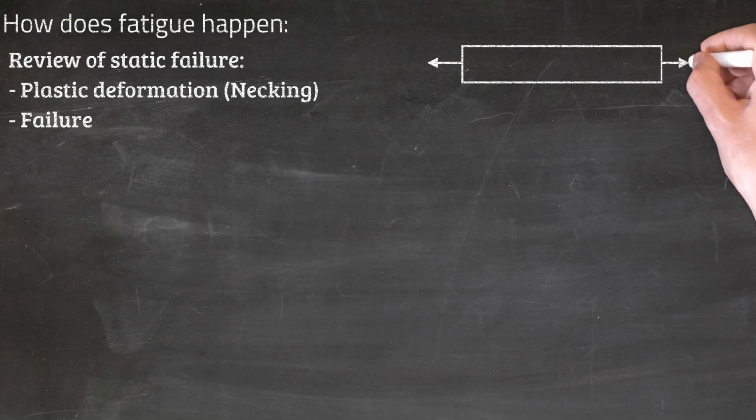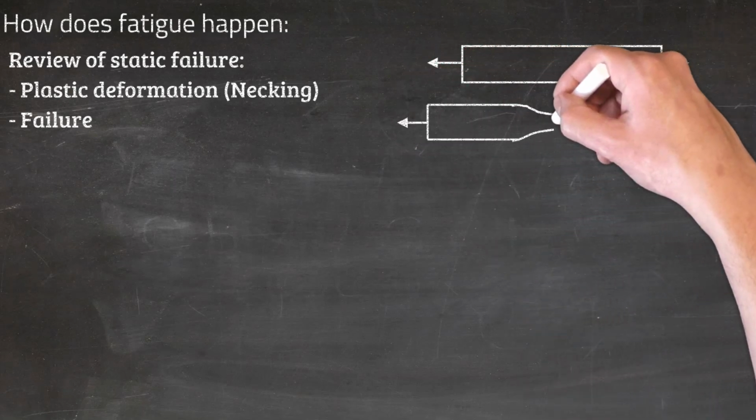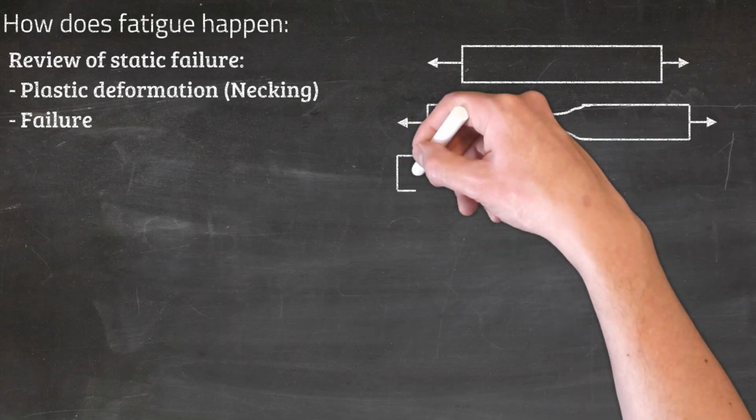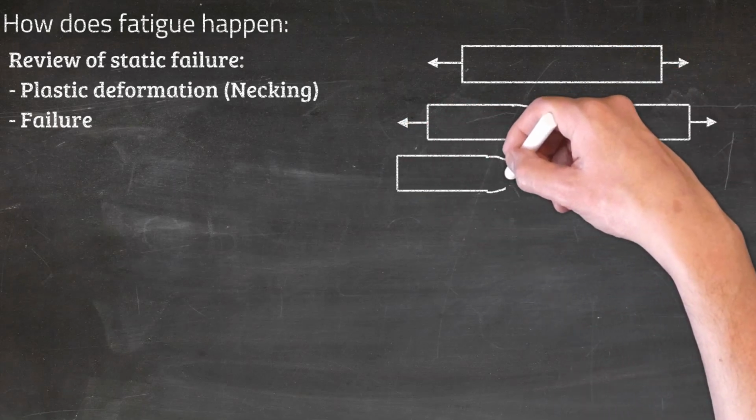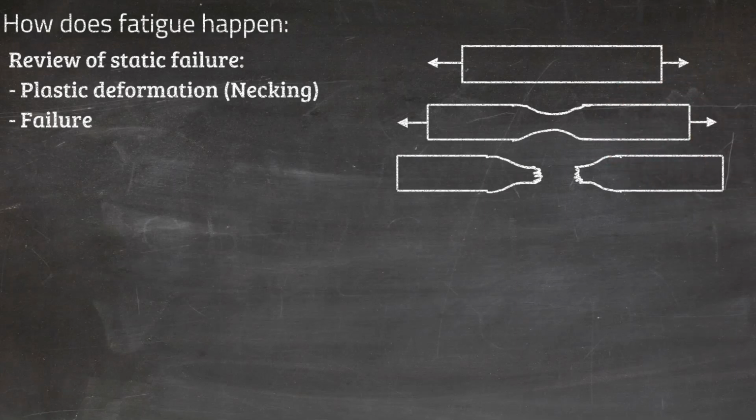After the yield strength of the material is reached, the material starts to experience plastic deformation. The specimen stretches and the cross-section area reduces in a phenomenon known as necking. By continuing to apply the force, the material fractures. Fatigue failure differs from static load failure.